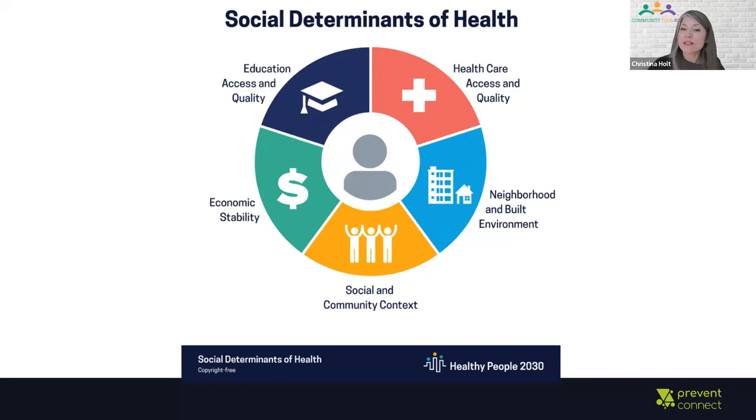Examples of social determinants of health include things like access to nutritious food and enough food, physical activity opportunities, safe, affordable housing, transportation, the neighborhood built environment, racism, discrimination, social connectedness, education, job opportunities, and income.